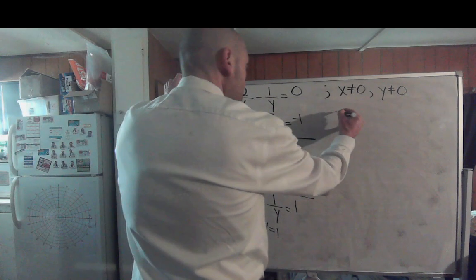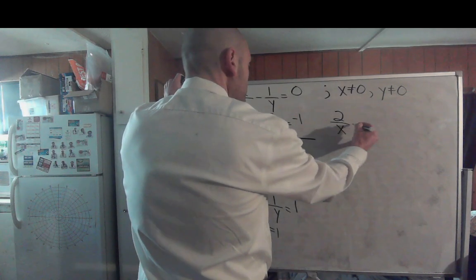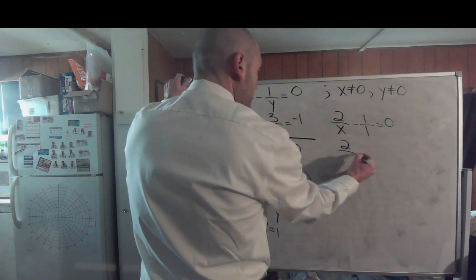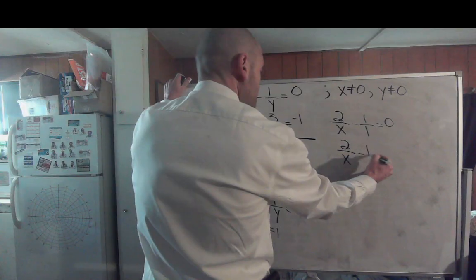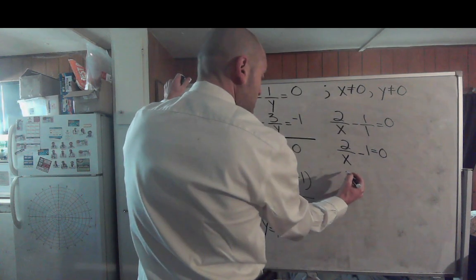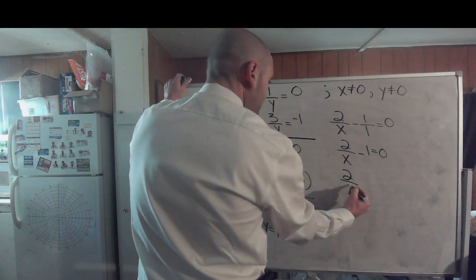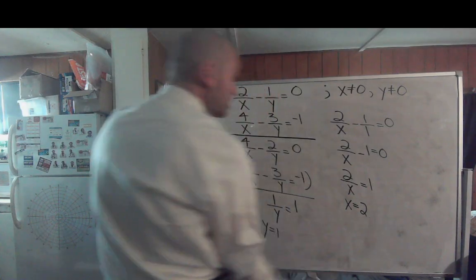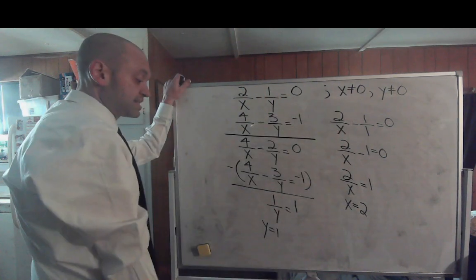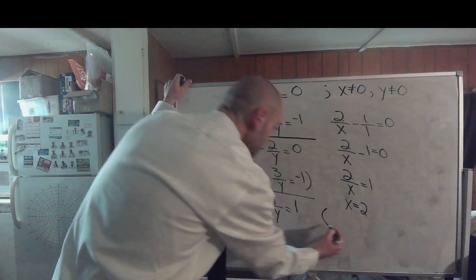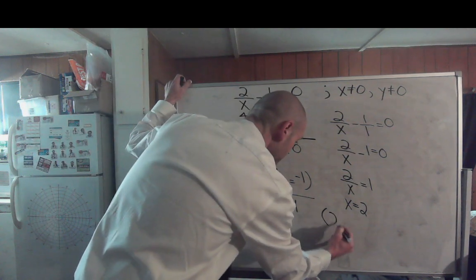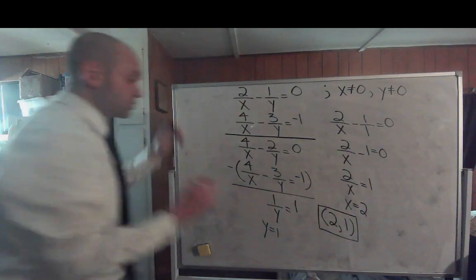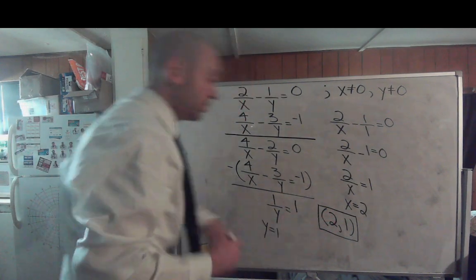So 2 over x minus 1 over 1 equals 0, or 2 over x minus 1 equals 0. So then you would get 2 over x equals 1, which would have to mean that x equals 2, which also holds because x doesn't equal 0. So these two curves intersect at the point 2, 1.